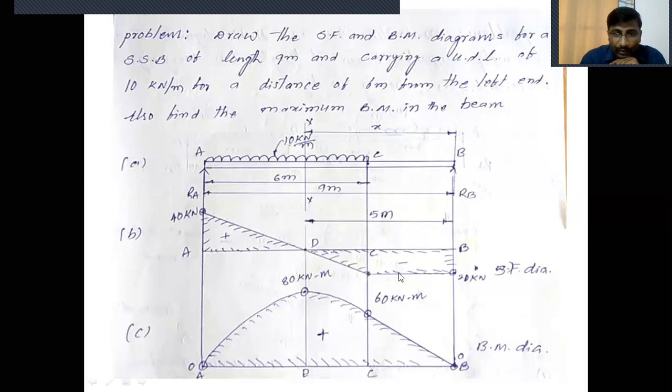If the shear force diagram is horizontal, the bending moment diagram will be an inclined line. If the shear force diagram is inclined, the bending moment diagram will be a parabolic curve. If the shear force diagram is a parabolic curve, the bending moment diagram will be a cubic parabolic curve. Simply you have to remember that. So here the shear force between B and C is horizontal. Therefore the bending moment between B and C is an inclined straight line.